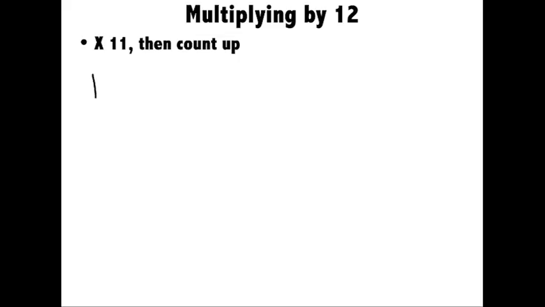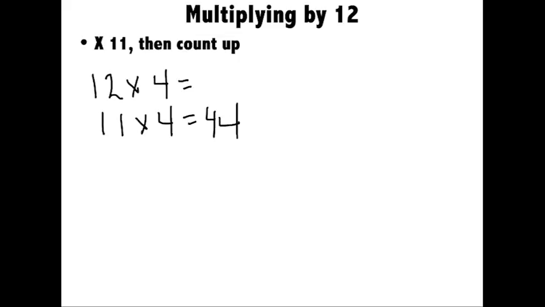So for instance, let's take the number 12 and multiply it by 4. If I don't know that, I can multiply by 11 first. 11 times 4 is 44. Then I just have to add another 4. That would get me 12 4s all together. 4 plus 4 is 8. Drop this 4 down to get me 48. 12 times 4 is 48.